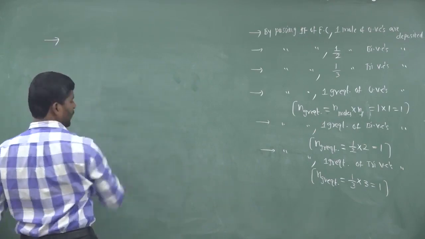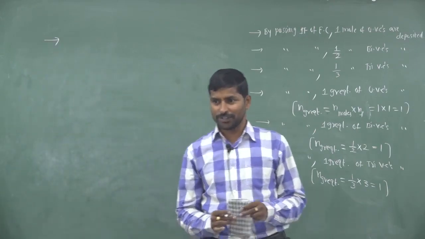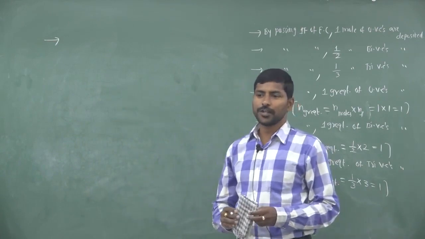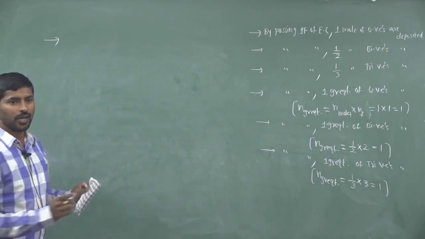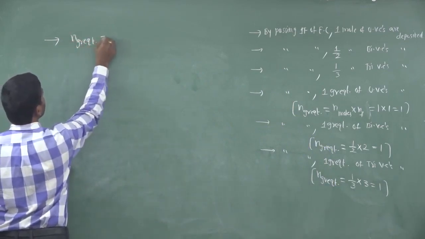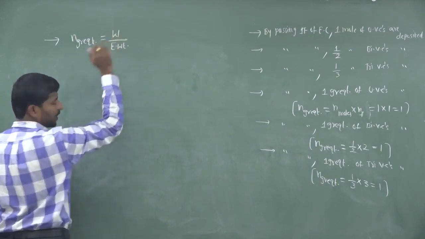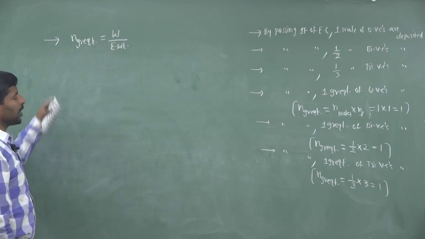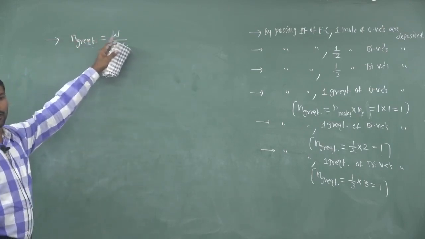Now, 1 gram equivalent of substance deposited means what is the weight of substance deposited? Molecular weight. Number of gram equivalents is equal to what is the formula? Weight by equivalent weight in grams, gram equivalent weight. Number of moles means weight by gram molecular weight. Number of gram equivalents means weight by equivalent weight.